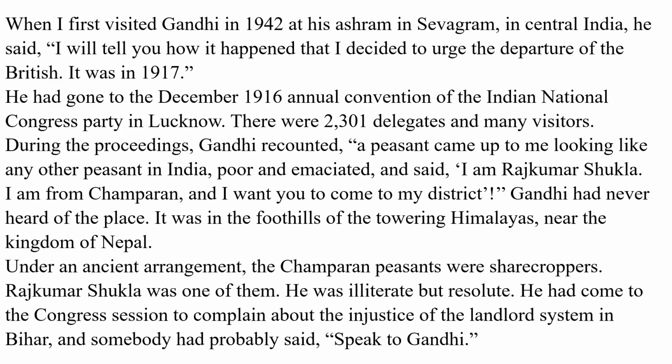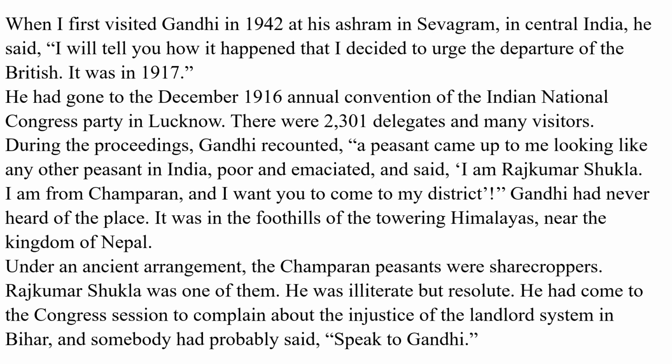So the author says that he first visited Gandhi in 1942 at his ashram in Sevagram in central India. Now, there are various places which are associated with Gandhiji. We know Porbandar to be his birthplace, then Sabarmati Ashram, and this Sevagram that is in central India, in Madhya Pradesh. He told the author that when he had decided that finally the Britishers will have to leave, it was somewhere in 1917. In 1916, there was the annual convention of the Indian National Congress in Lucknow.